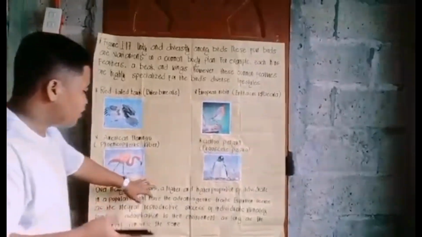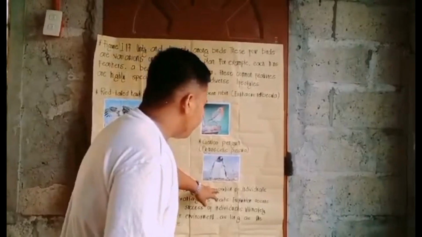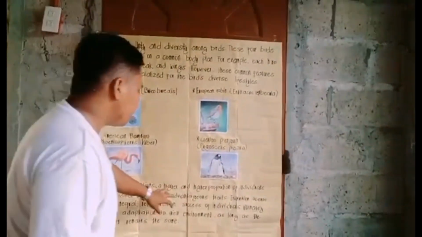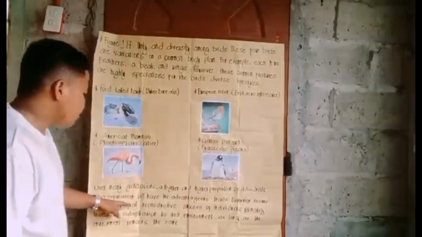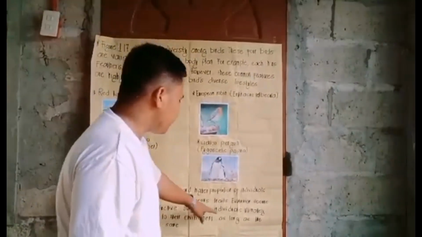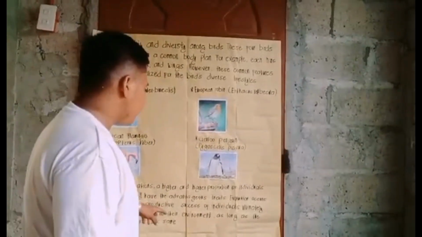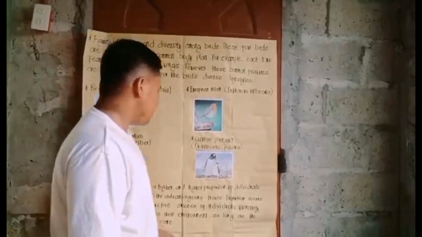Over many generations, a higher and higher proportion of individuals in a population will have the advantageous traits. Evolution occurs as the unequal reproductive success of individuals ultimately leads to adaptation to their environment, as long as the environment remains the same.